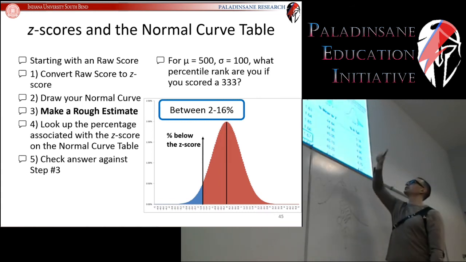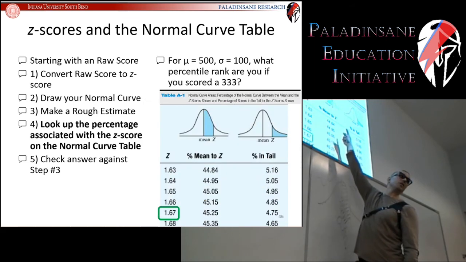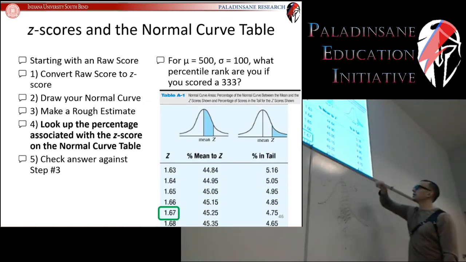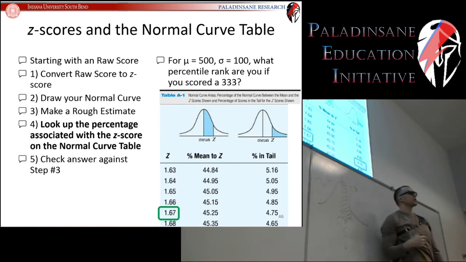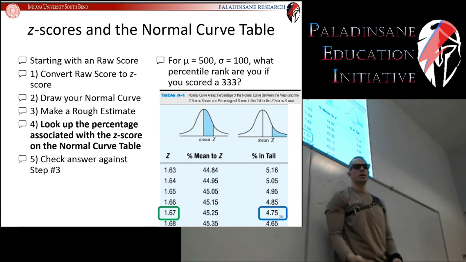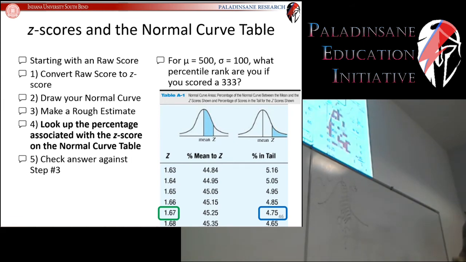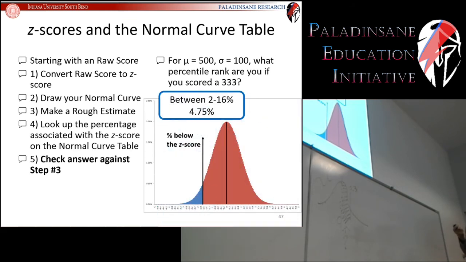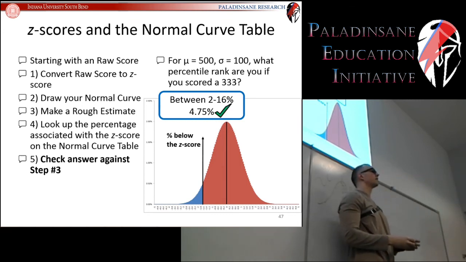We go back to our columns here. That does not look like what we just looked at. That does not look like our picture. That lets us know that that's the number that we want. 4.75 is the number that we want. So we got that number 4.75, and then we go to backup plan number 2. We check our answer against step number 3. 4.75 is between 2 and 16%, so that's all good. And that is our final answer.